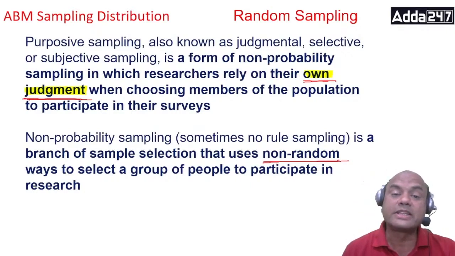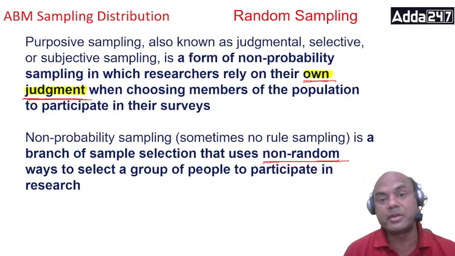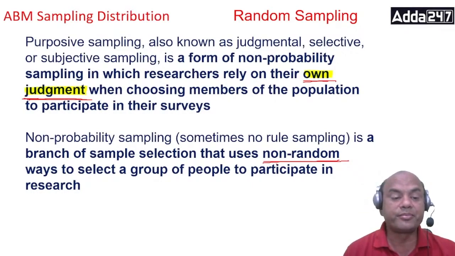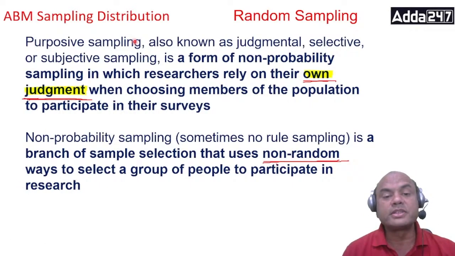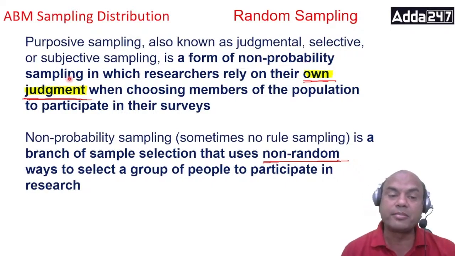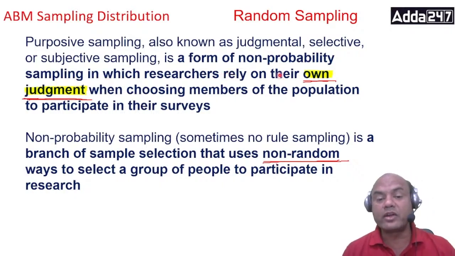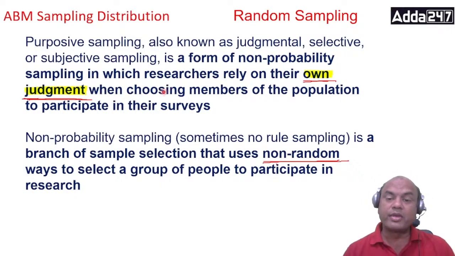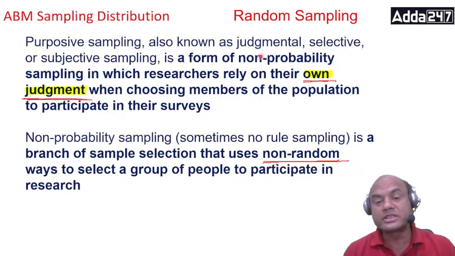Now I'll come to the second part. This was all probability. Now this is non-probability. Let's see. Purposive sampling, also known as judgmental, selective or subjective sampling, is a form of non-probability sampling in which the researchers rely on their own judgment when choosing the members of the population to participate in the survey. So this is all judgmental.